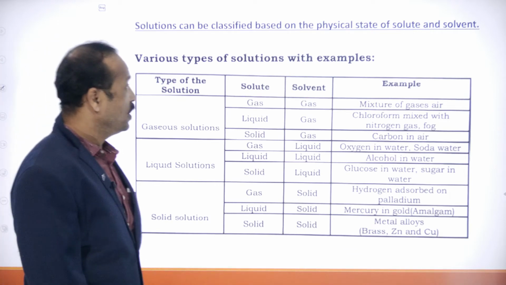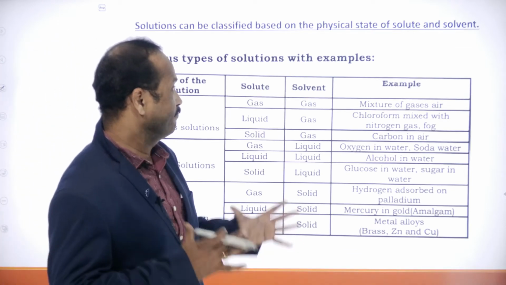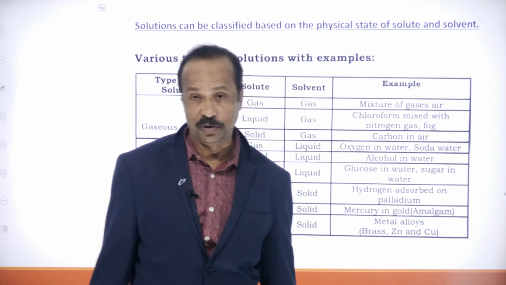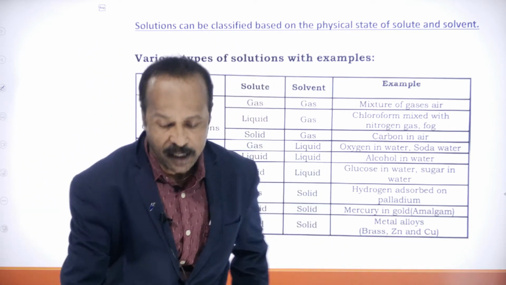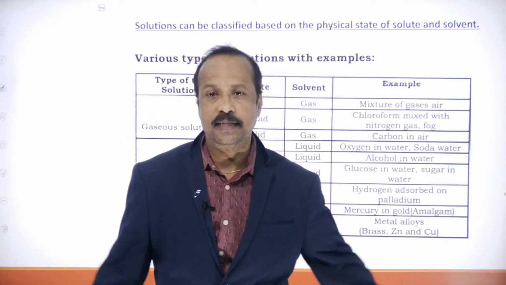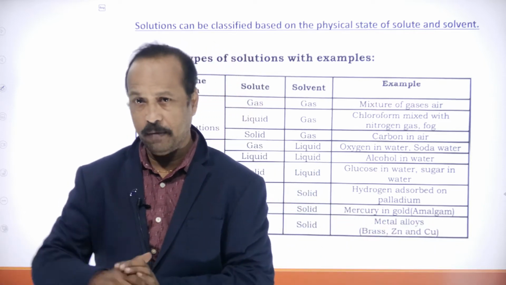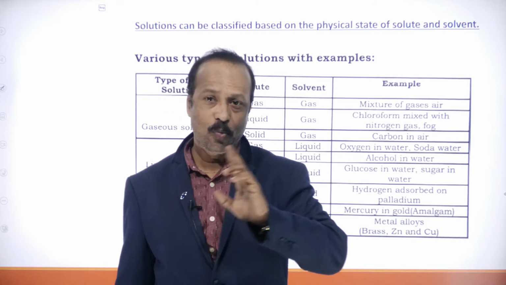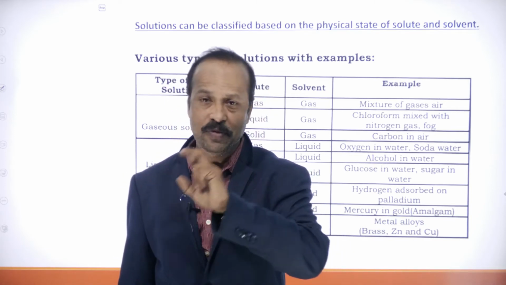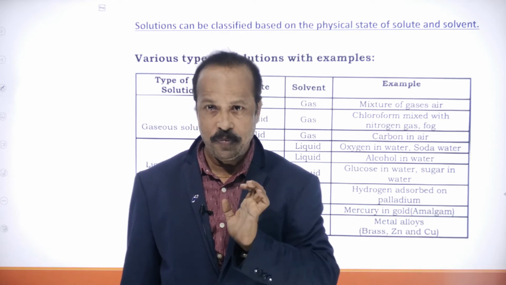Now students, we have come to types of solutions. Just now I said that in a binary solution, there are two components: one is solvent, one is solute, right?